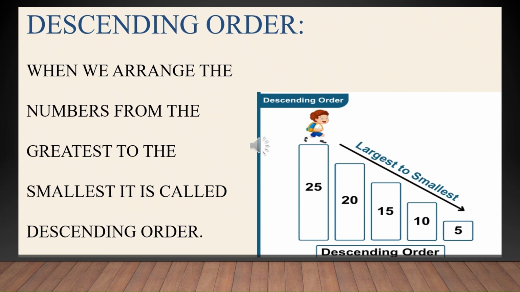Then, what is descending order? When we arrange the numbers from the greatest to the smallest, it is called descending order. Big to small, it is called descending order. Small to big, it is ascending order. Big to small, it is descending order.